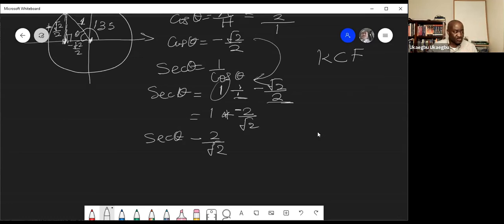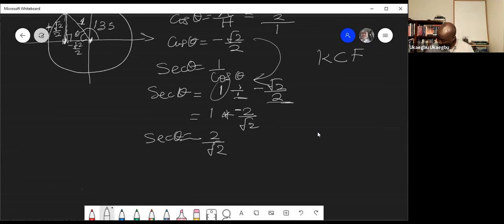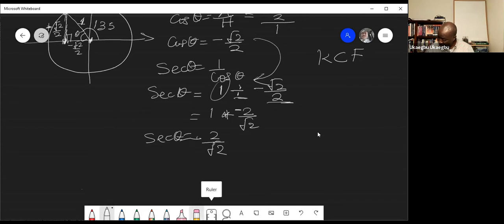Negative 2 divided by square root of 2. That's the secant. And always remember that whenever you have a radical in the denominator, you must rationalize the denominator. So this is still negative. Whenever you have a radical in the denominator, you must rationalize it.